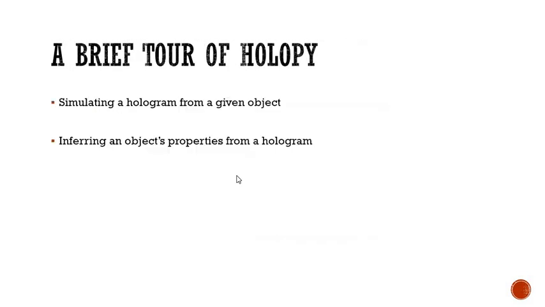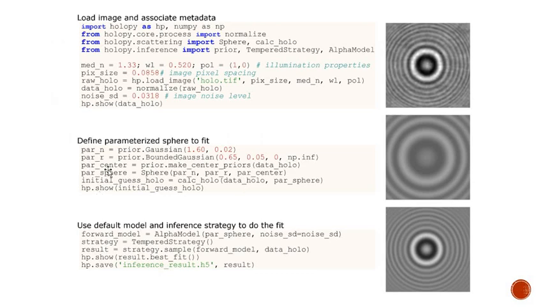And inferring the object properties from the hologram, we have to take the object's data from the given simulated data, right? Simulated objects, right? So that is why we can use HoloPy with different Python data analytics libraries like pandas and others to extract the data properties. This is simply how data works. First we will load the image and associate the metadata.